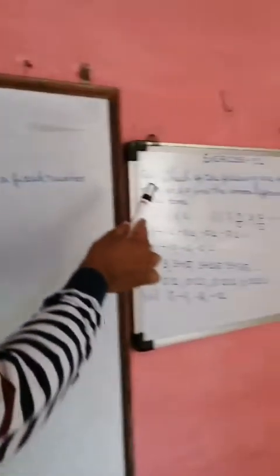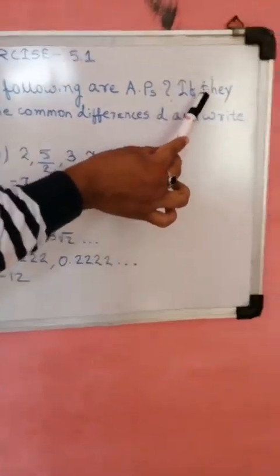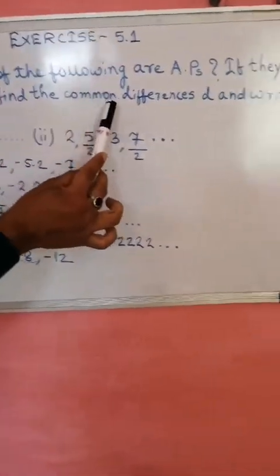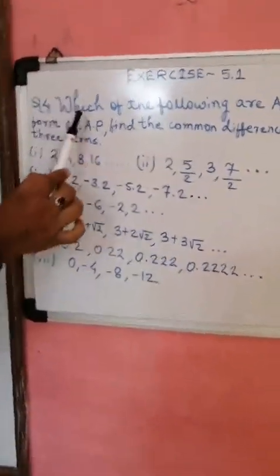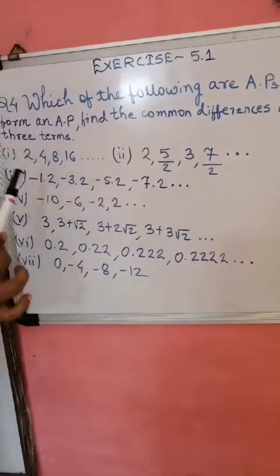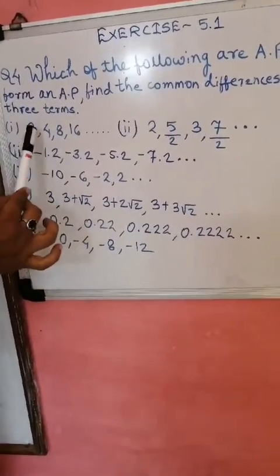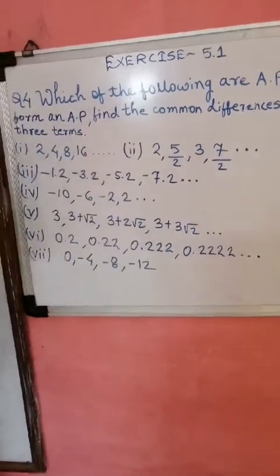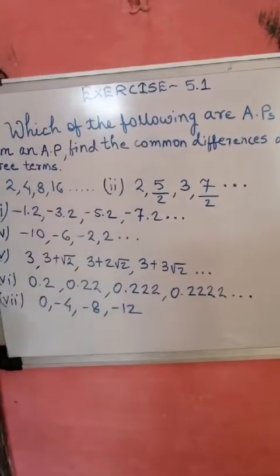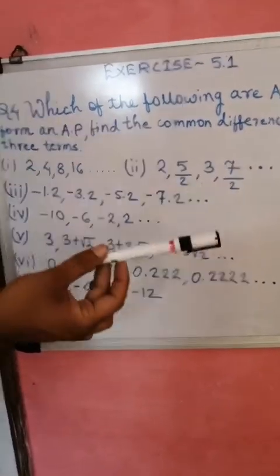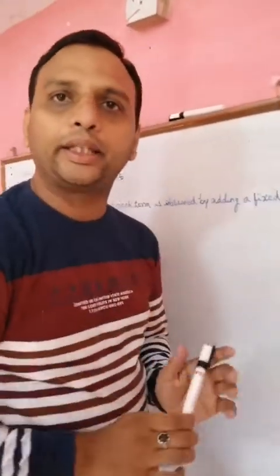What is the question? Question number 4 says, which of the following are AP? If they form AP, find the common difference D and write the next three terms. Means, first we have to check whether these numbers are in the form of AP or not. It is verified only if the common difference is the same among all the numbers. If the common difference is the same, then we can find the next three numbers. If it is not in the form of AP, there is no need of finding the next three terms.